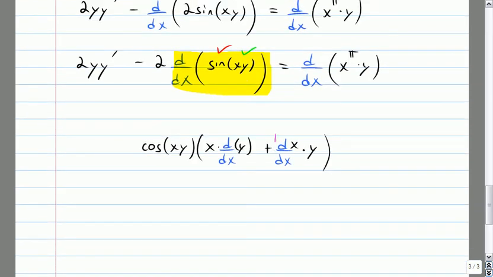Okay, this thing in purple, how much is that? 1. That's 1. What do we call this thing in orange? Y prime. Y prime, okay. So this is x, y prime plus y, and then cosine of x times y. 2 cosine, right? And then, yep, and that 2 is going to end up affecting this.